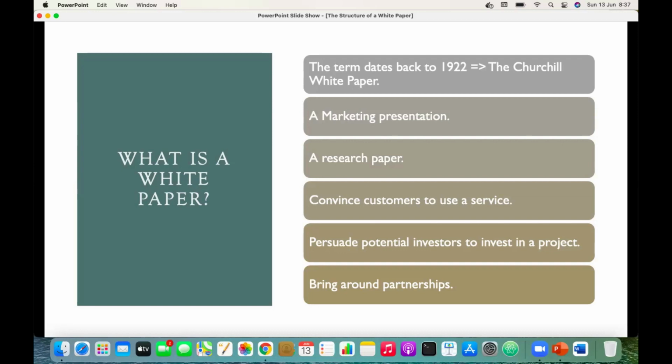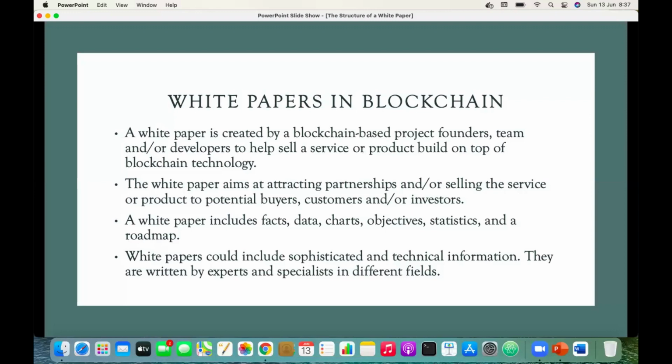And we as a startup, we need to bring around partnerships. Maybe there's another partnership, another startup that could actually join hands with us and could work on delivering the idea we are trying to implement on the blockchain.